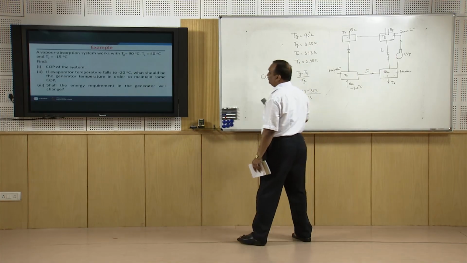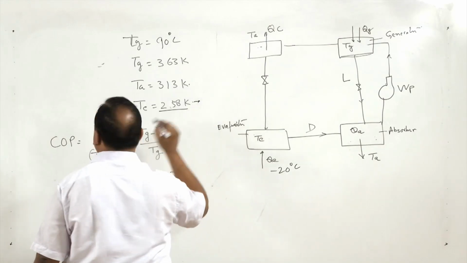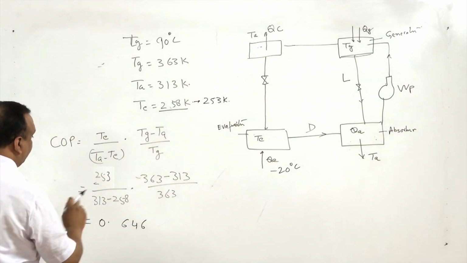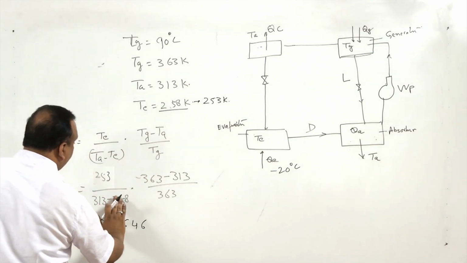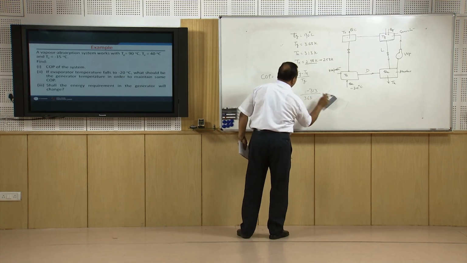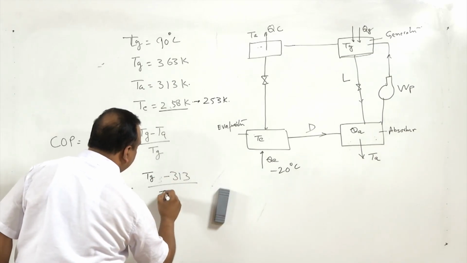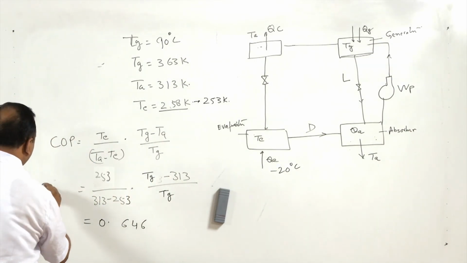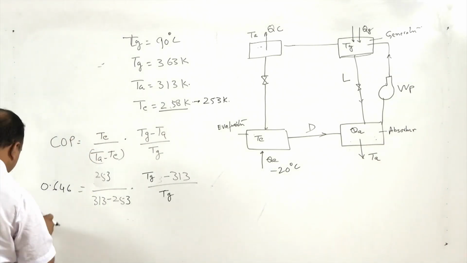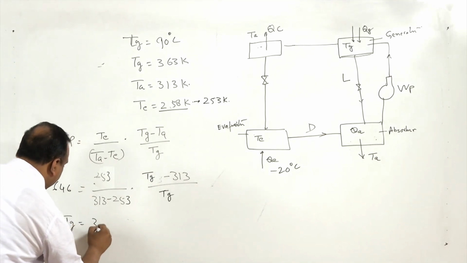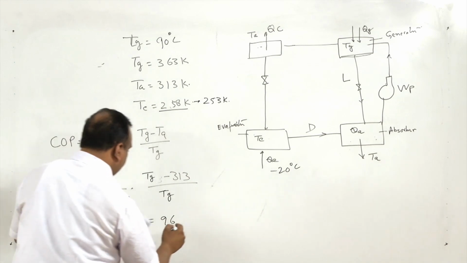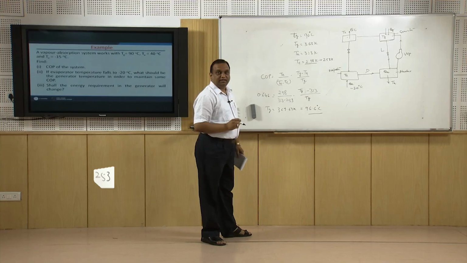So, here, this TE falls to minus 20 degree centigrade, so it becomes 253 Kelvin. TA, 313, is the same, TE is 253 Kelvin. Now, TG we have to find, and COP remains the same, 0.646. Now, if we solve this and try to find the value of TG, the value of TG is 369.63 Kelvin or 96.6 degree centigrade.